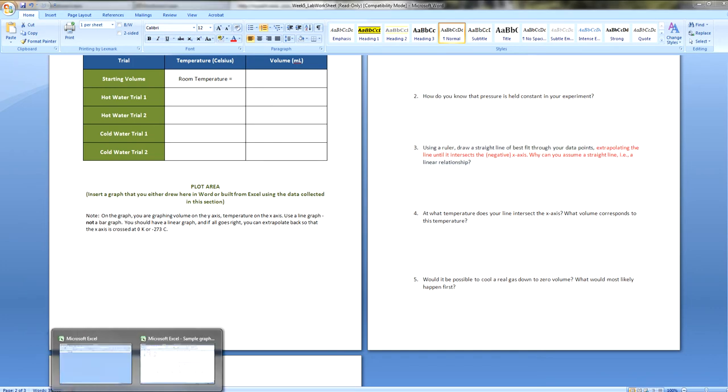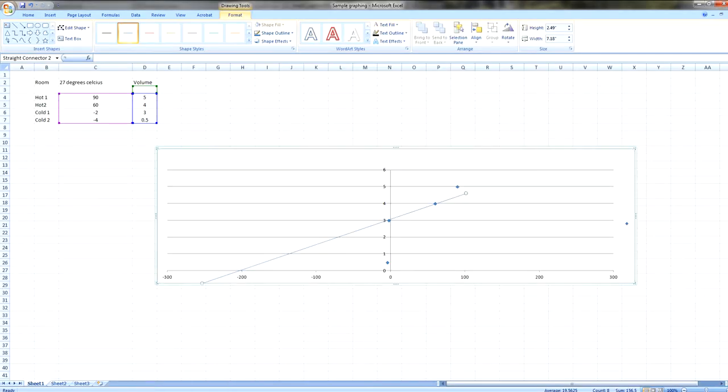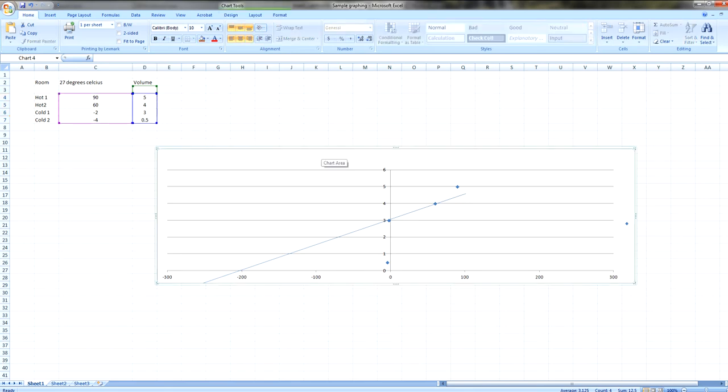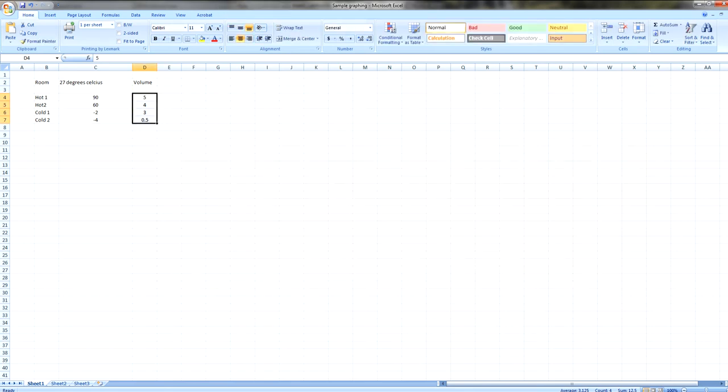So if we can quickly jump into the Excel sheet here, I've already made up some numbers. Remember, these are my numbers, random numbers being used in this assignment. So I have my room temperature as 27 degrees, the first temperature of the hot 90, 60 for the cold, -2 and -4, and the volumes are also recorded. Yeah, so quickly, now I can show you how I did this from scratch.